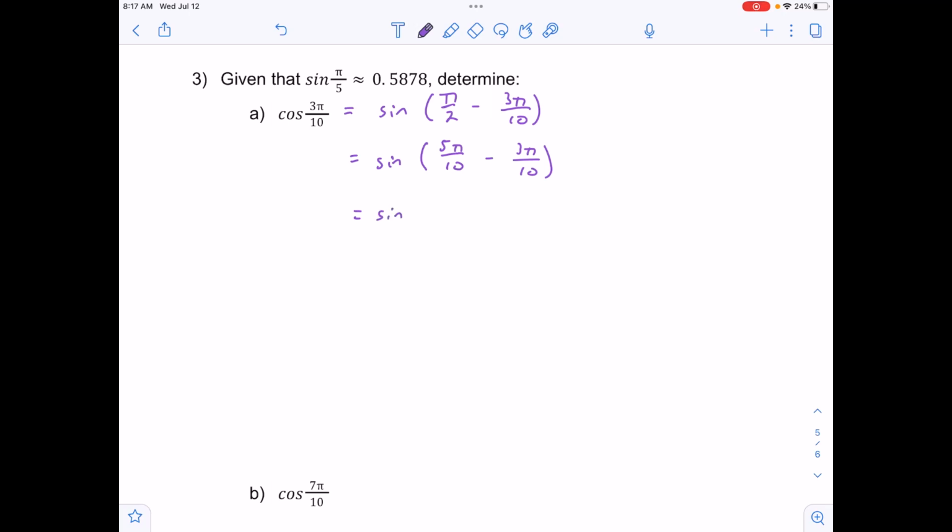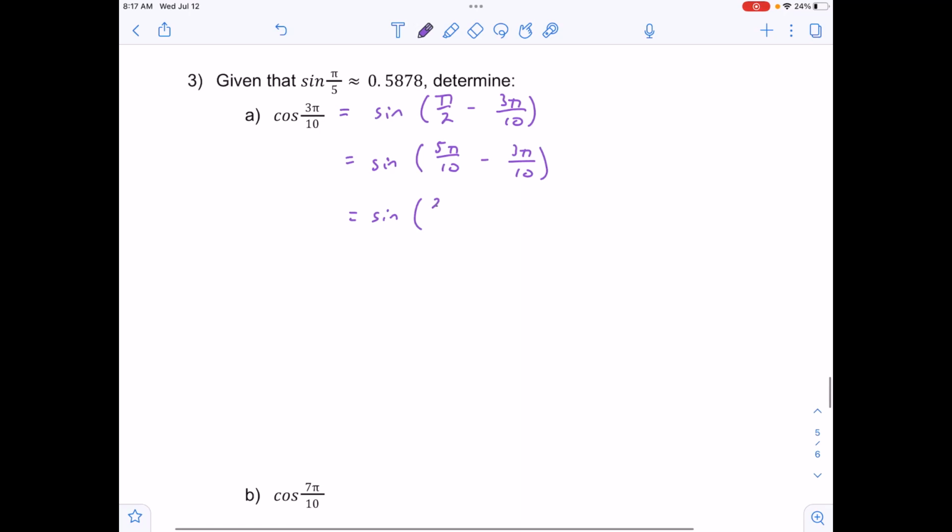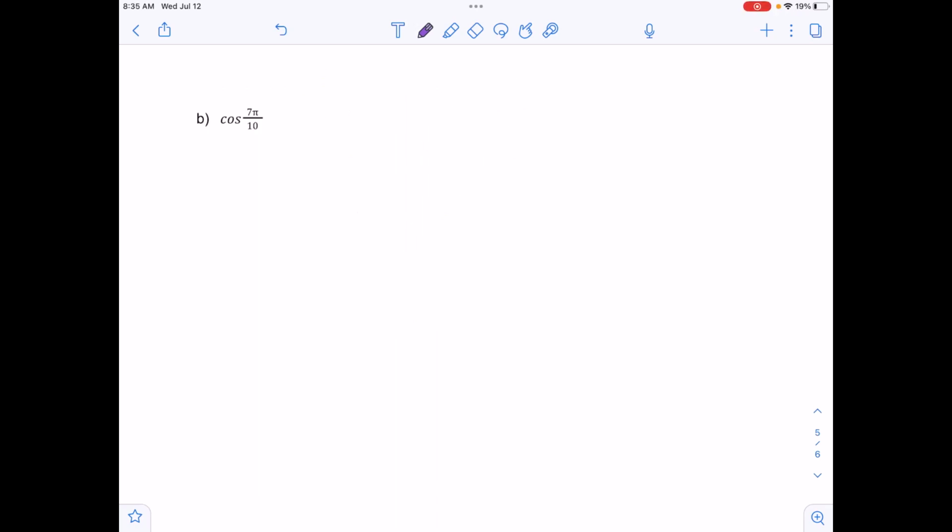And oh, look at that. 5 pi by 10 take away 3 pi by 10 is 2 pi by 10. And what is 2 pi by 10 if not pi over 5? And we were given that in the question. Sine of pi over 5. We already know the answer. We don't even have to use our calculator. It's 0.5878.